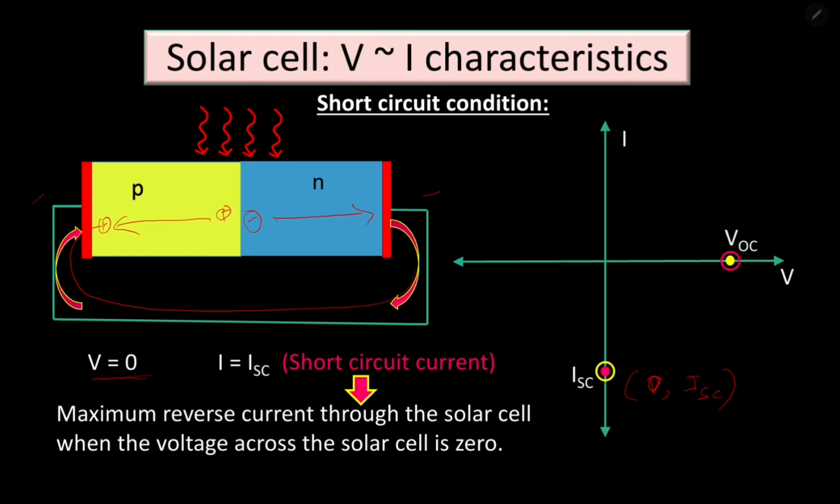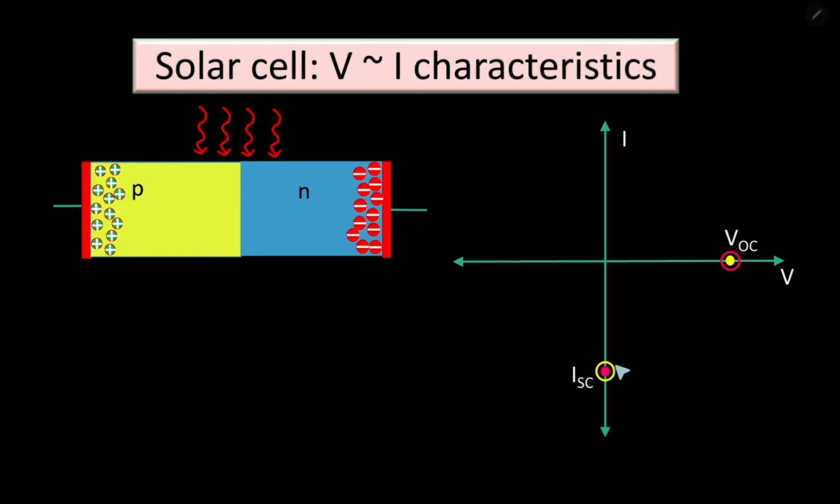In the previous slide, we have seen that this is VOC. That coordinate was VOC and I was 0. So this is that point and this is the short circuit point 0, ISC, right? So these are the two extreme points. We have to obtain the in-between points. To obtain the in-between points, we will be connecting some resistance over here. Here I have considered a variable resistor whose resistance value we can change. Initially, we will keep the resistance value very low. And what is the property of this resistance?